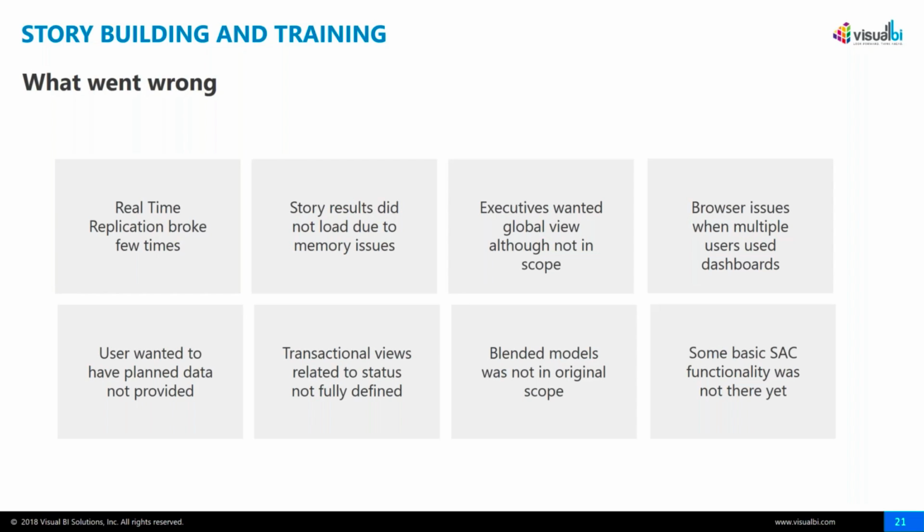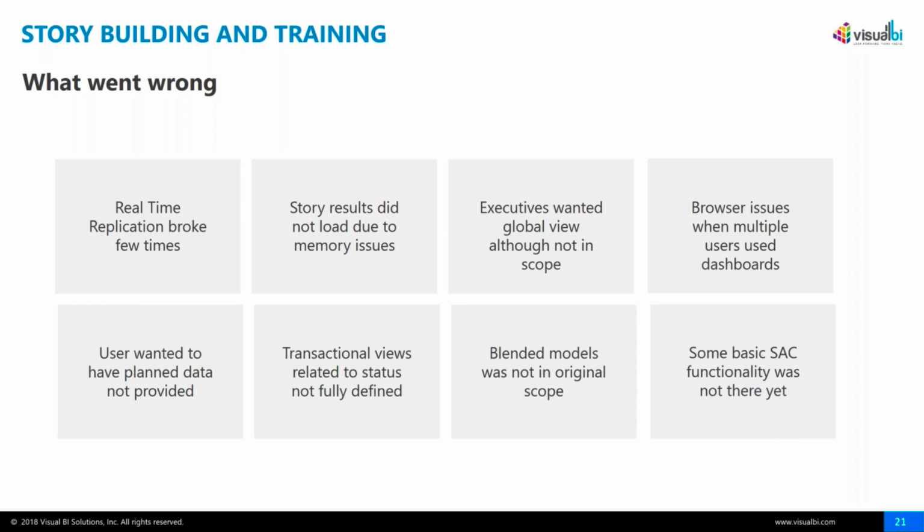The transaction view was related to statuses not fully defined. Again, what is an open order? What's an order that's not PGI'd yet, but has been picked? All these kinds of things. Now that they had all this information, they realized that their own definitions weren't detailed enough.